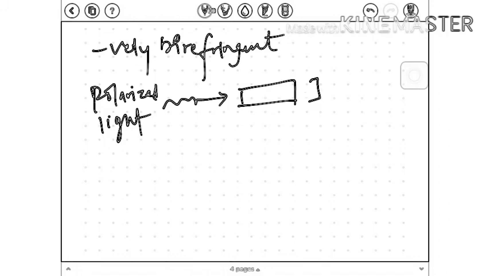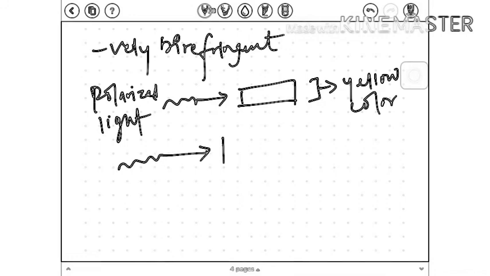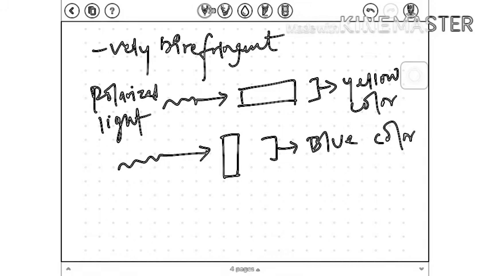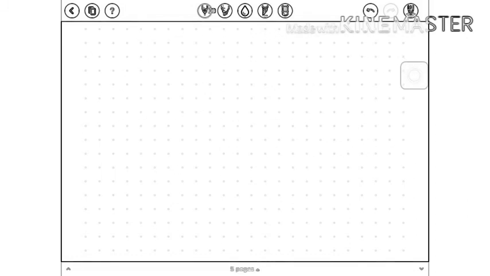it will give the yellow color. If the polarized light is perpendicular with the crystals, now it will give the blue color. That's why it is called birefringent. It's called negatively because the index of refraction is negative going from parallel to perpendicular.